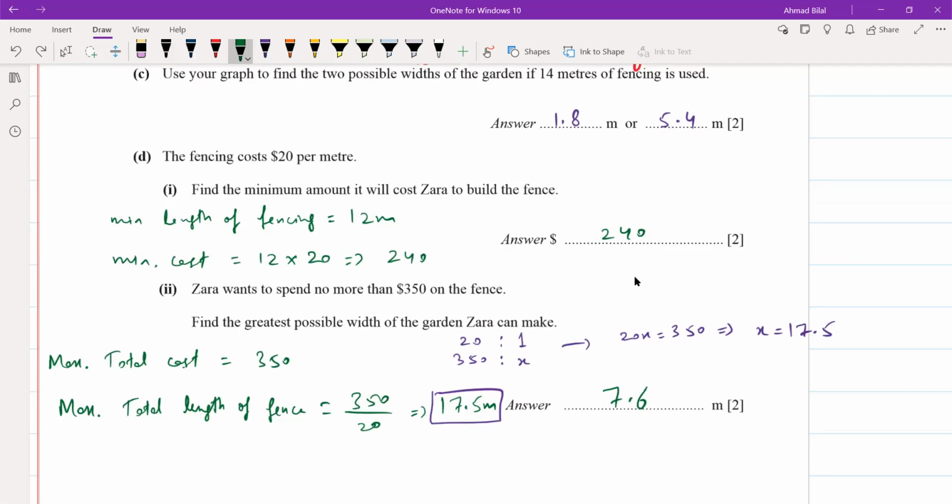Okay, is this clear? Any questions on this? Any problems? Any problems with this? Okay, good. Let's move on.